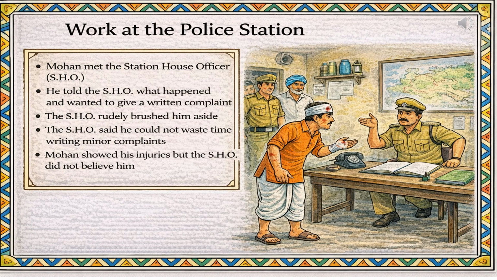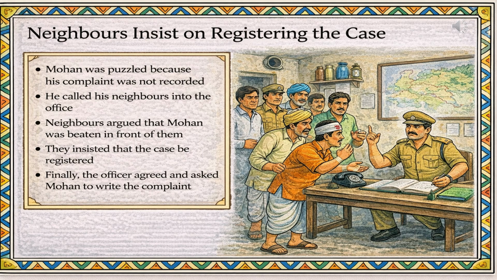Mohan went to the police station and met the SHO. He explained the incident and wanted to give a written complaint. But the SHO behaved rudely and said he had no time for small complaints. Even after Mohan showed his injuries, the officer did not take him seriously. This shows that people sometimes face problems even when they go to the police, so rules and proper procedures are important. Mohan was upset because the police were not recording his complaint.